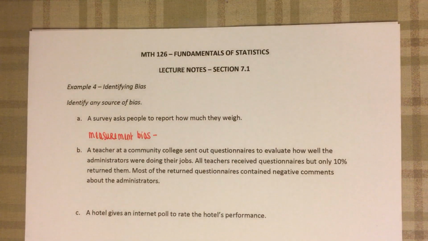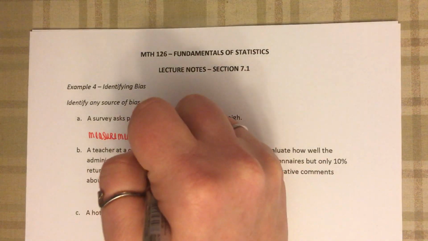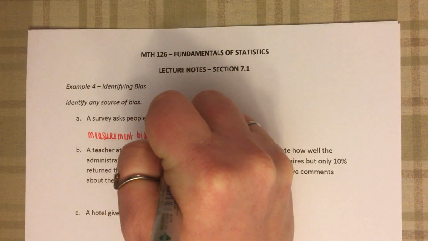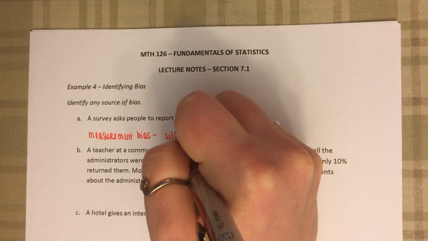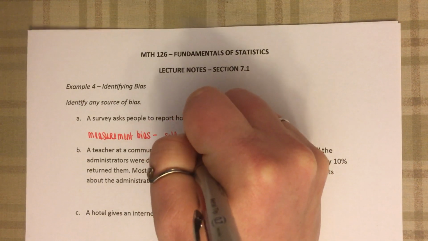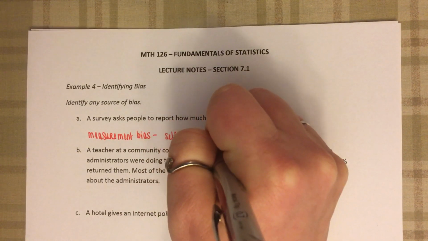Remember, with measurement bias, the questions do not necessarily produce a true answer. So a survey asked people to report how much they weigh. Well, this is an example of measurement bias because people could very easily lie about how much they weigh. So this would be an example of measurement bias caused by self-reporting of personal data.